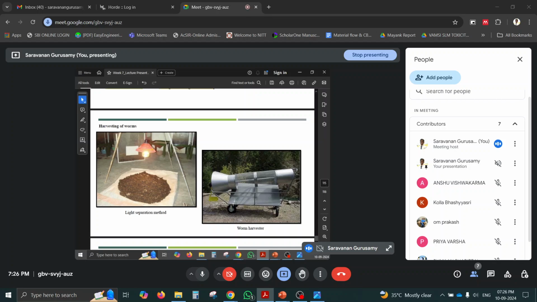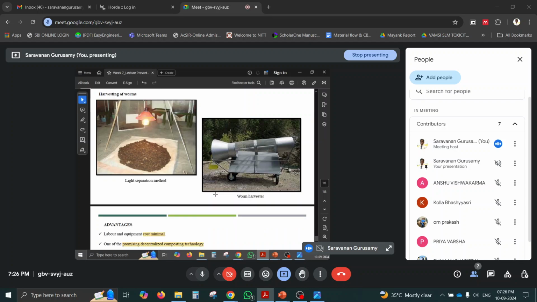Or we can use this type of worm harvester. The lighter particles like compost will come out, while the bigger worms will stay and can be collected separately. So this is called a worm harvester.